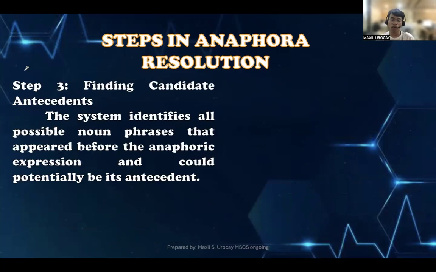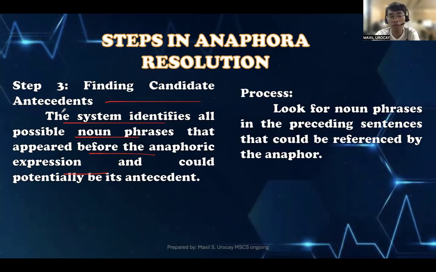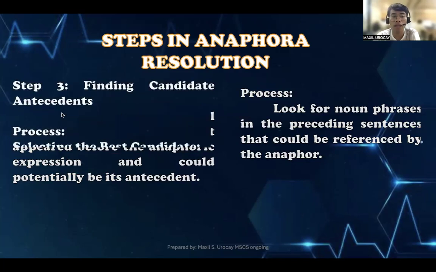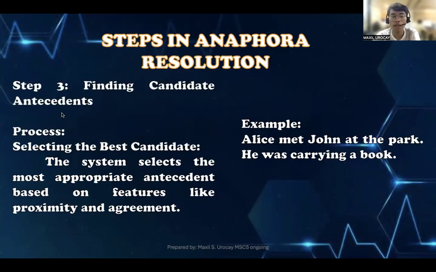Now, step three, finding candidate antecedents. The system will identify all the possible noun phrases that appear before the anaphoric expression and could potentially be the antecedent. For this process, look for noun phrases in the preceding sentences that could be referenced by the anaphor you have identified. And then, having found the candidates, you have to select the best candidate as well. The system selects the most appropriate antecedent based on features like proximity and agreement.